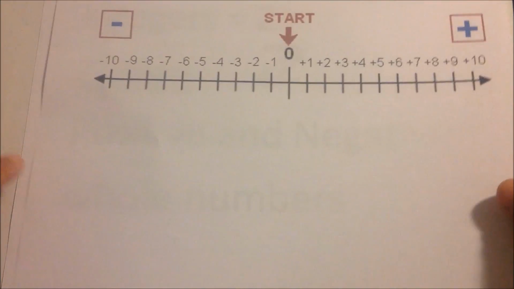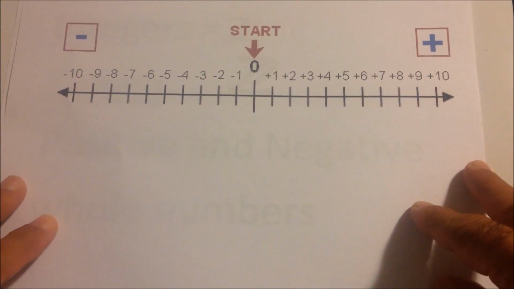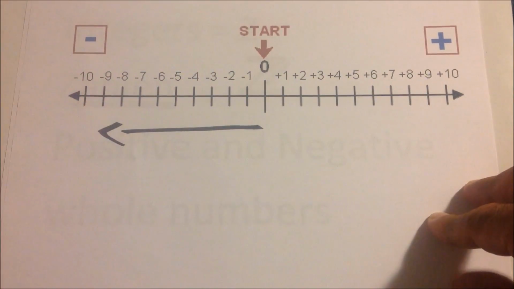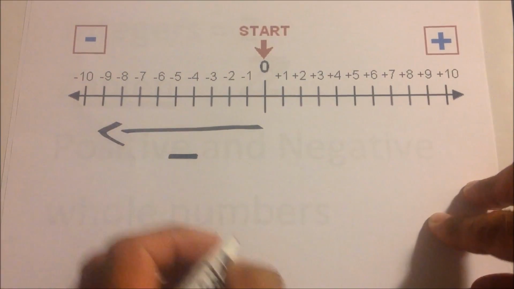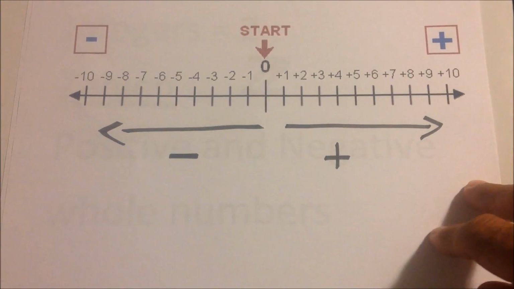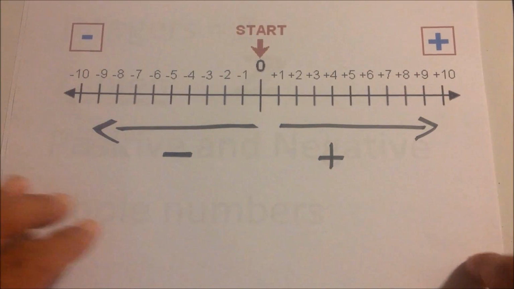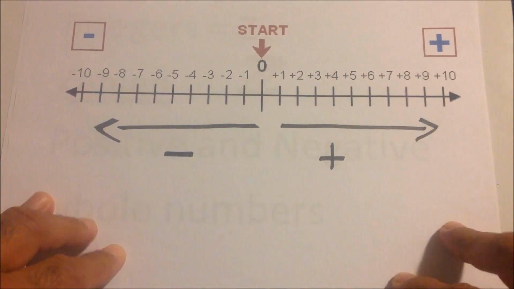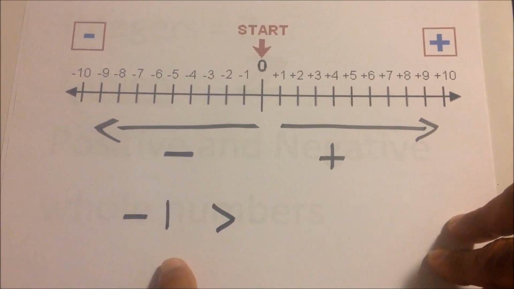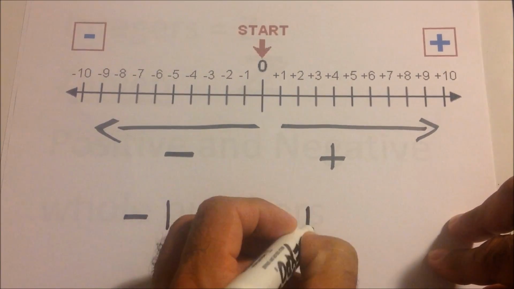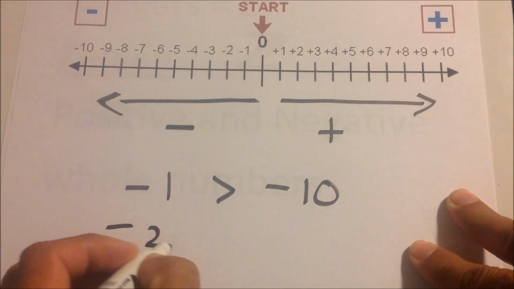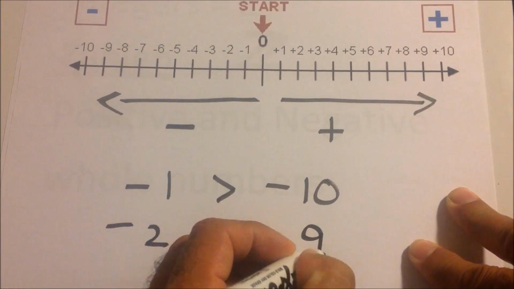So let's look at the chart here. We know that all the numbers to the left are the negative numbers, and all the numbers to the right of 0 are the positive numbers. And we know that as the numbers go to the right, they get bigger. So it's important to know that negative 1 is greater than negative 10. Okay? And negative 2 is greater than negative 9, and so forth.